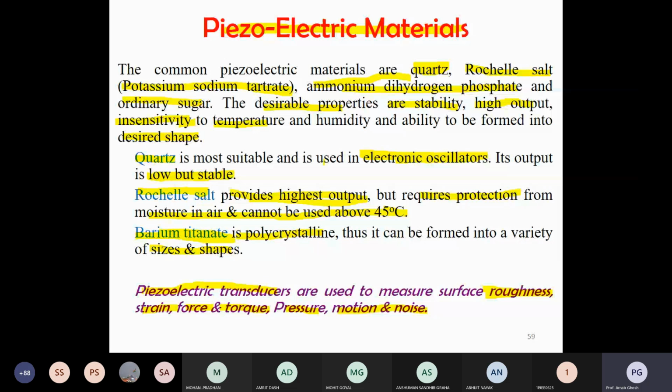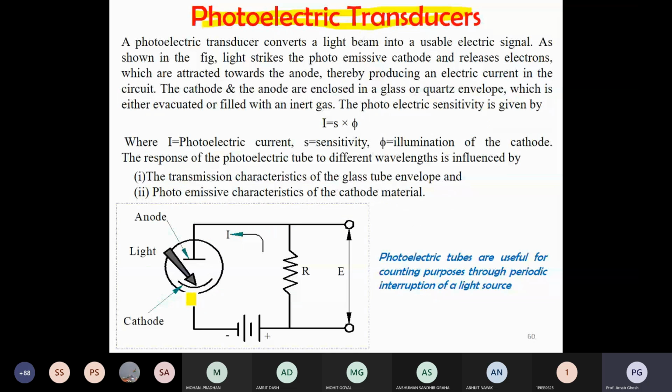Sorry, that is a photoelectric transducer, not piezoelectric. Photosensitive material will be there, and the two electrodes, anode and cathode, are designed and made with the photosensitive material.